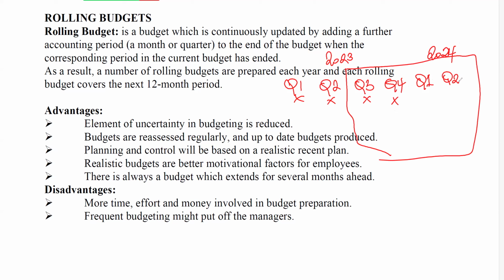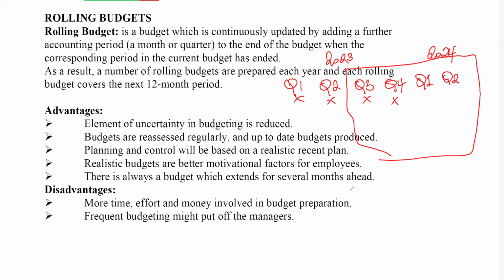So we prepare a number of rolling budgets. It depends on whether it's the monthly one or quarterly one. It depends, right? So we continuously update by adding a further accounting period. So if you are reporting quarterly, then after we do this quarter, we will take previous quarters and update with the next quarter. Then it keeps rolling. Okay, that is how it goes, just like what I've done.